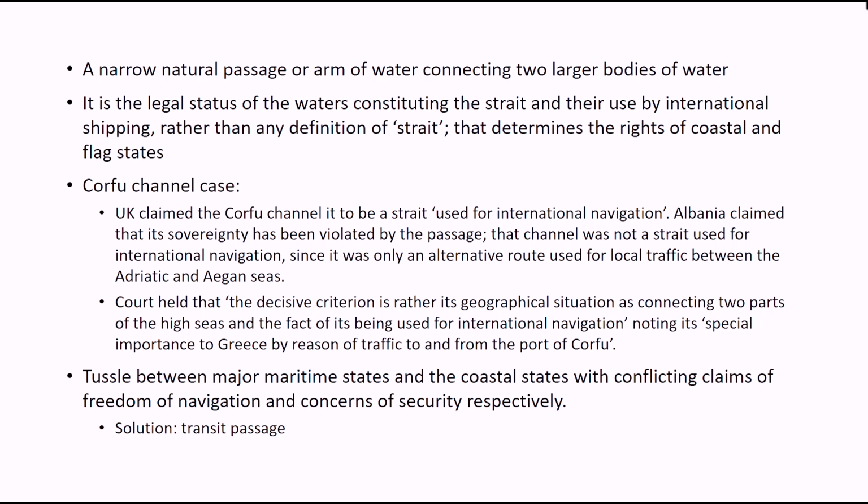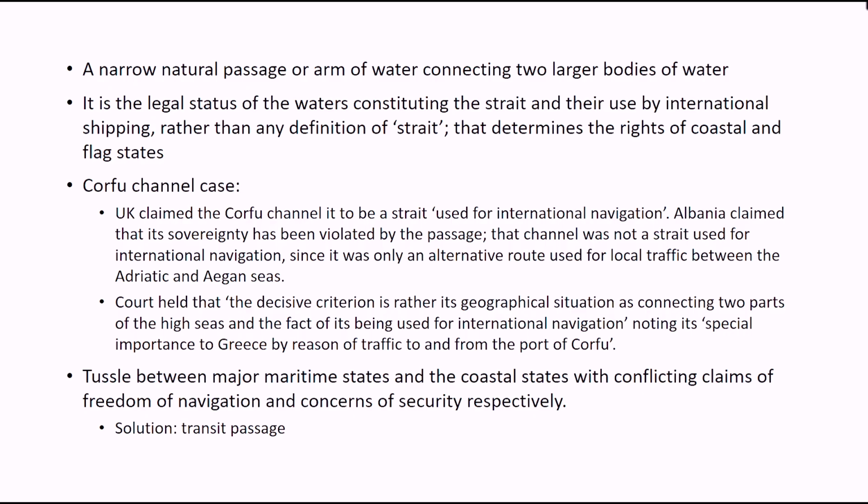We may discuss an example through case law, that is the Corfu Channel case, where a strait was used for navigation by a British ship, wherein the UK claimed the Corfu Channel to be a strait used for international navigation. Albania claimed that its sovereignty had been violated by the passage. That channel was not a strait used for international navigation, since it was only an alternative route used for local traffic between the Adriatic and Aegean seas.